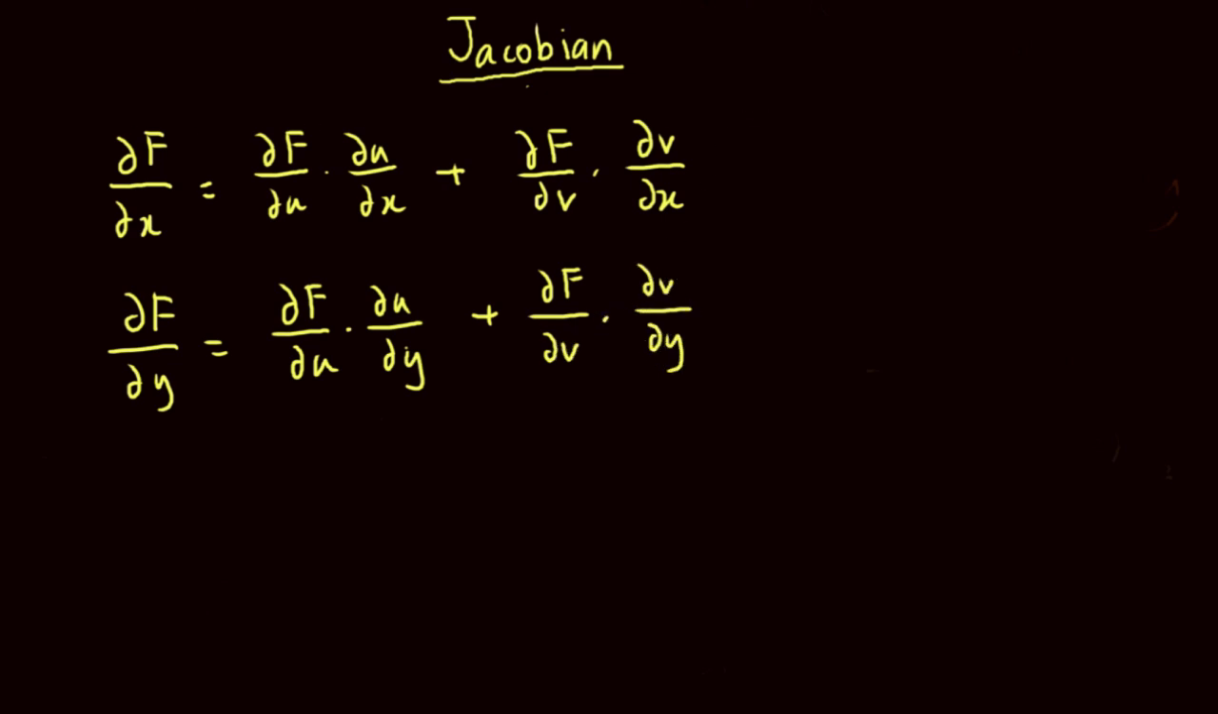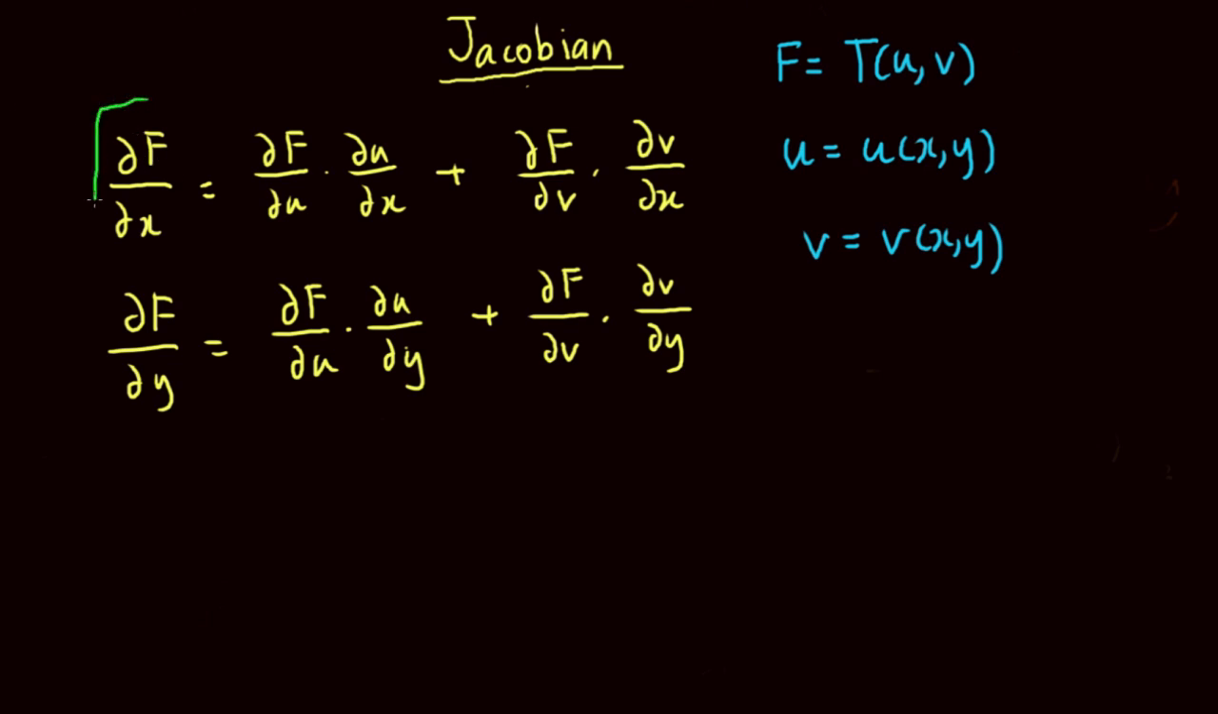Given that we have a function f, which we now write in the form of u and v, and that u and v are related to x and y, where u is a function of x, y and v is a function of x, y. We're going to see some examples later, so don't panic about it. Now what I'm trying to bring your attention to is what if we wrote it in matrix form.